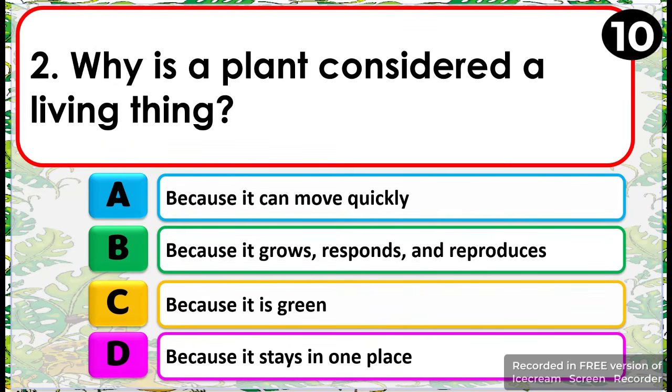Number 2. Why is a plant considered a living thing? A. Because it can move quickly. B. Because it grows, responds, and reproduces. C. Because it is green. D. Because it stays in one place.